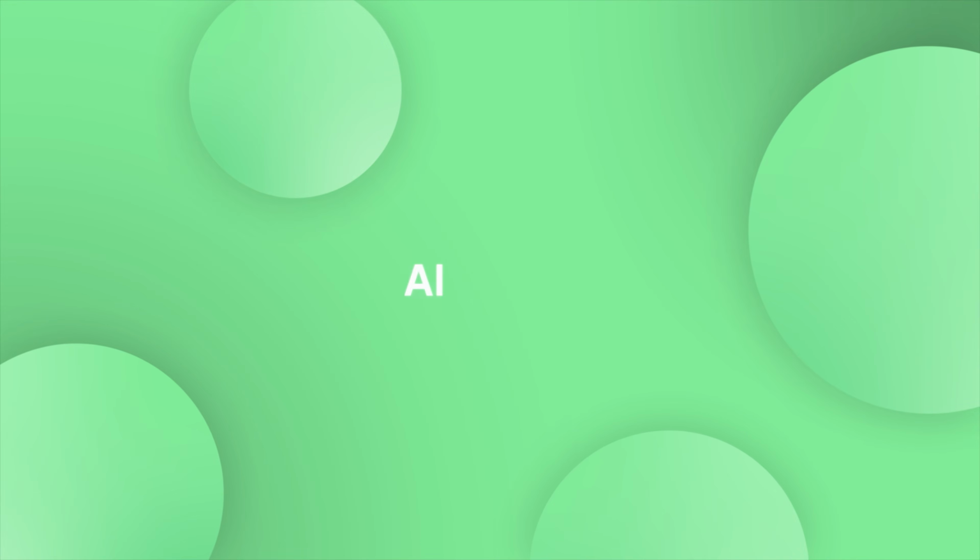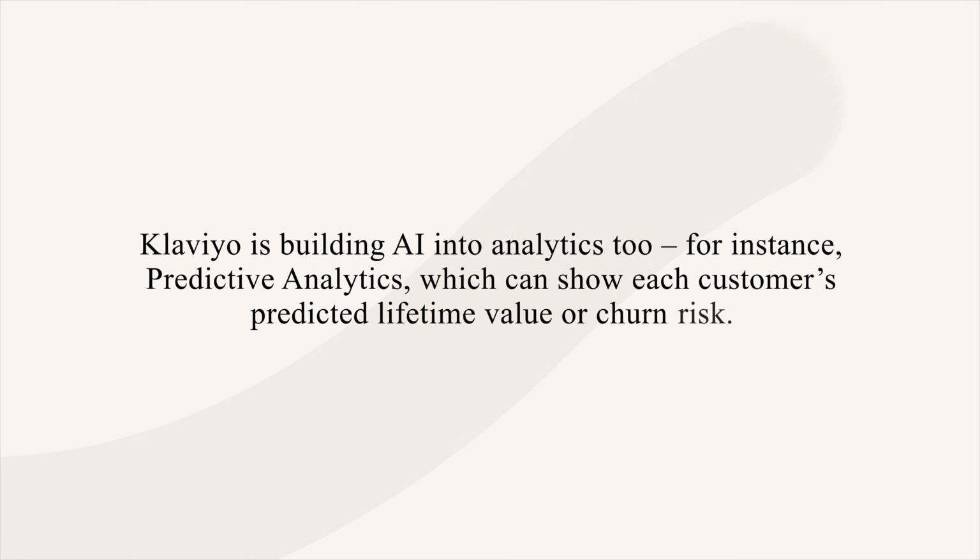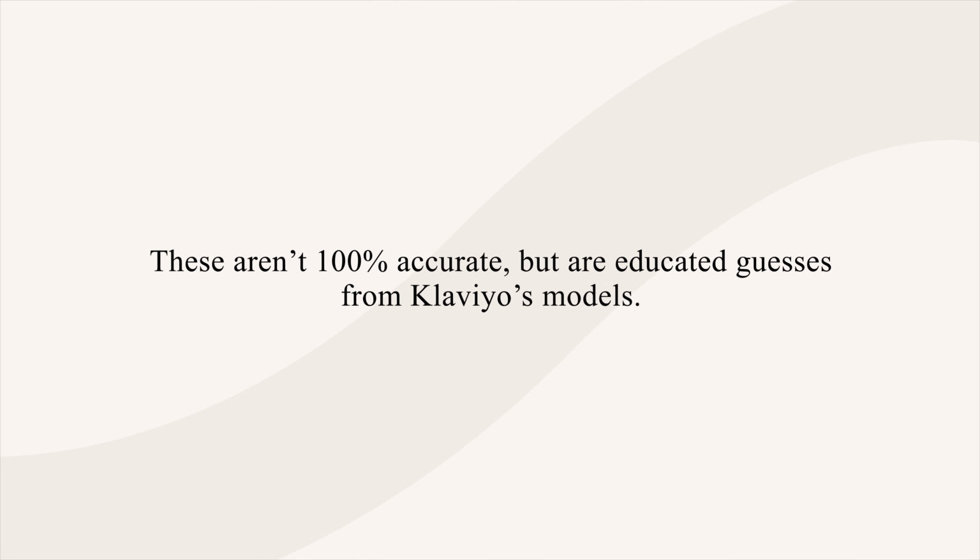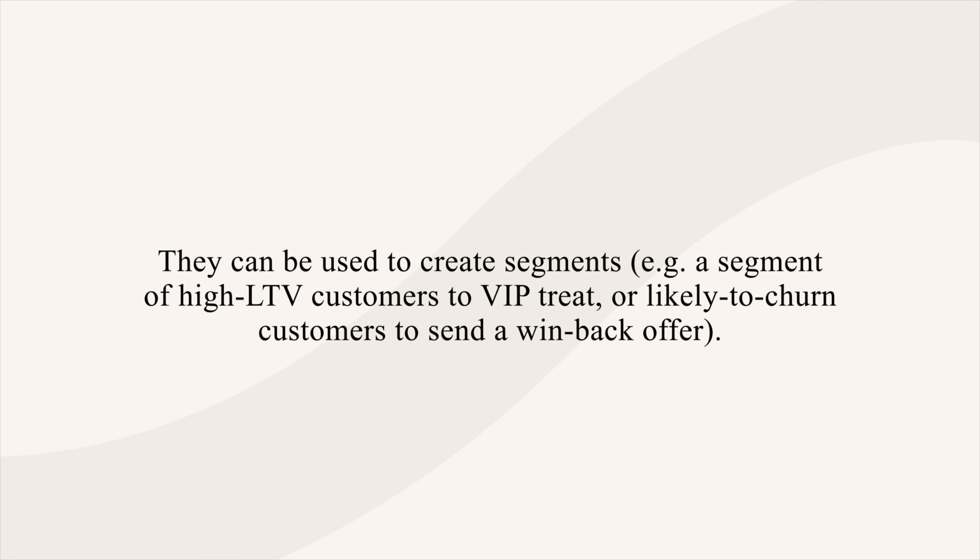AI insights. Klaviyo is building AI into analytics too. For instance, predictive analytics, which can show each customer's predicted lifetime value or churn risk. These aren't 100% accurate, but are educated guesses from Klaviyo's models. They can be used to create segments, e.g., a segment of high LTV customers to VIP treat, or likely to churn customers to send a win-back offer.